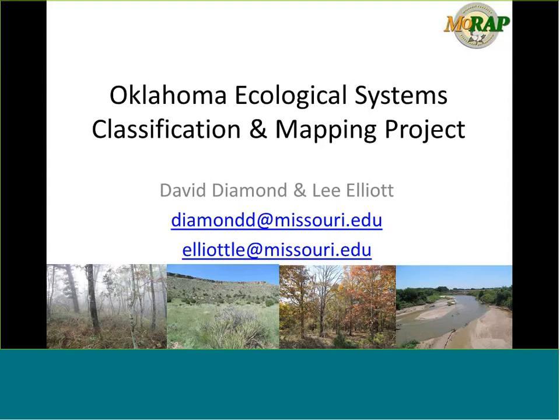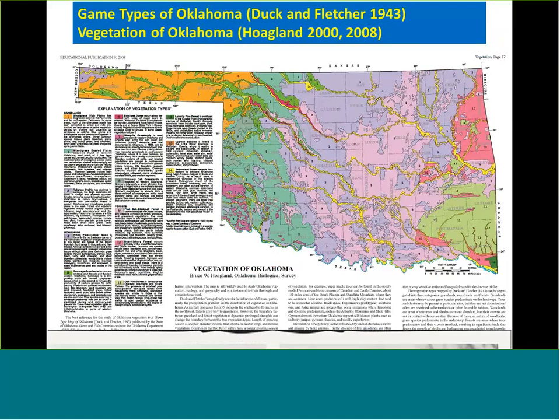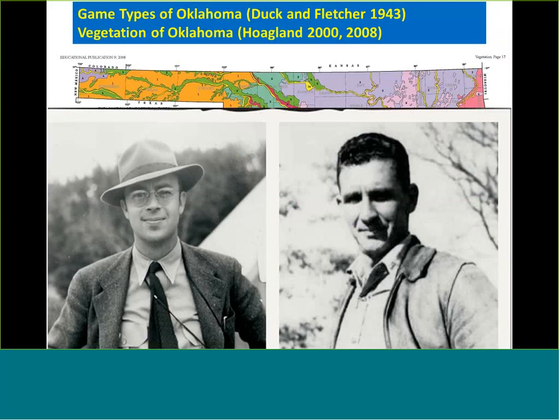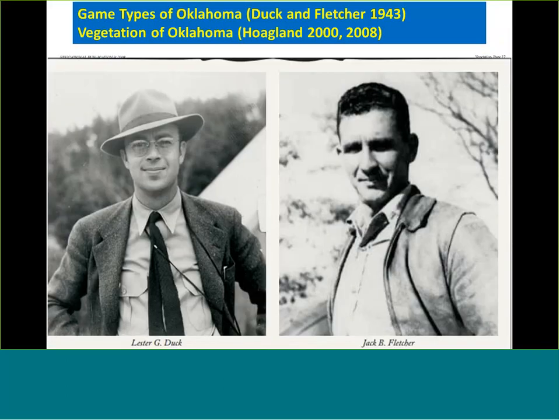So these are the game types of Oklahoma. These were done in 1943 by Lester Duck and Jack Fletcher. Everybody in Oklahoma knows this map. And Bruce Hoagland took the map in 2008 and attached more modern ecological descriptions, vegetation descriptions to the map. And Bruce also did an ecological systems classification for Oklahoma in 2000. And that became the basis for Oklahoma's part of the ecological systems that NatureServe later used, and that was the basis for our mapping, the mapping targets.